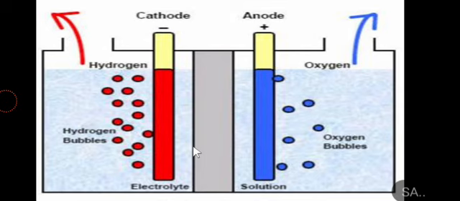In order to clarify the concept, I just added a picture here. So if you want to get hydrogen and oxygen back, what will we do? We will perform electrolysis. Here you can see the anode and the cathode.